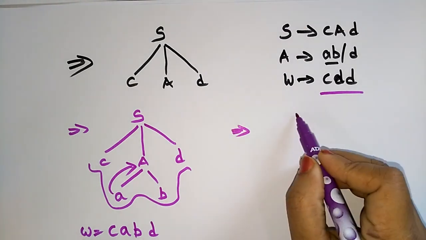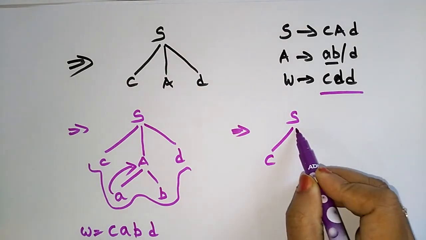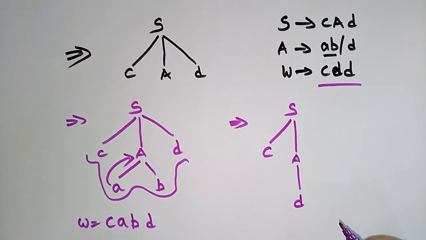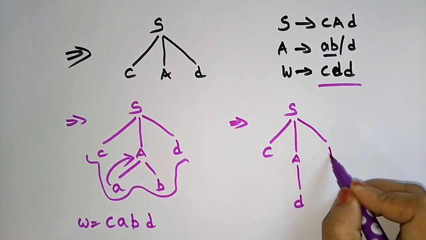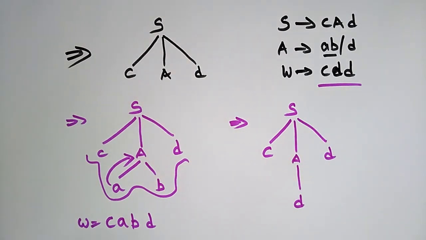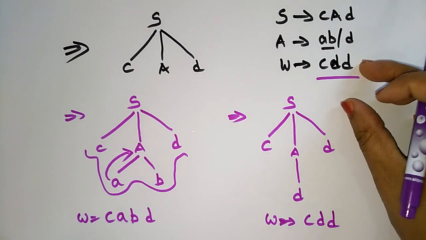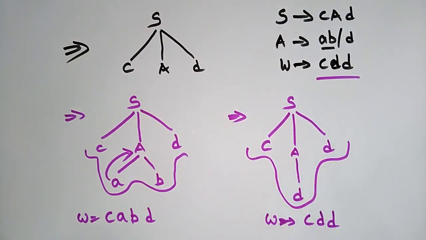So next, write another production. In place of A, I am writing d. Replace A with d, and d. This is the next production. Now check, is it matching with the string? S produces c, d, d. It finally matches the input string. So your production is completed, which means your parse tree is completed. You have to repeat this process until it matches the input string.